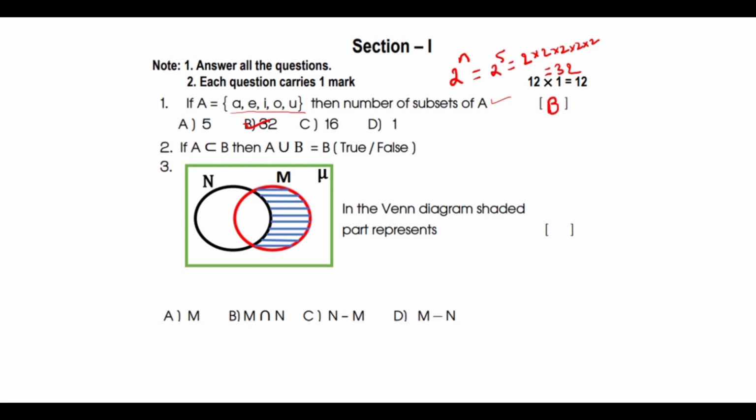Next one, if A subset B, then A union B equals B. Is it true or false? If you have any doubt regarding this question, just take A subset B, meaning set A equals 1, 2, and set B equals 1, 2, 3. In this case it is A subset B because all the elements of A are in B. If you find A union B for this, you will get 1, 2, 3, which is again B. So it is true.